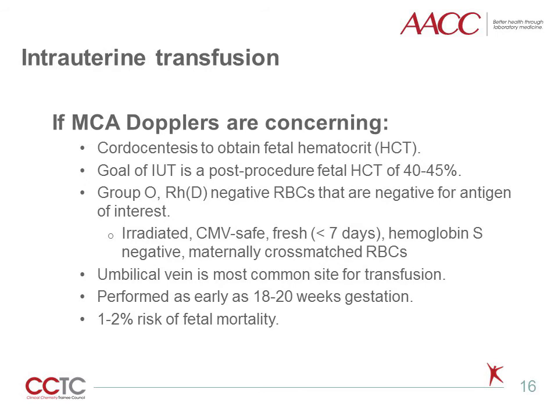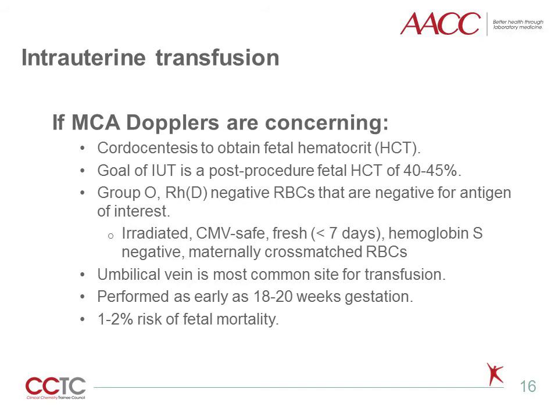If MCA Doppler measurements are concerning for fetal anemia, cordocentesis can be performed to obtain a fetal blood sample for hematocrit testing. The goal of intrauterine transfusion is a post-procedure fetal hematocrit of 40 to 45%. Group O RHD negative RBCs that are negative for the antigen of interest are transfused. The RBCs must also be irradiated, CMV safe, fresh, ideally less than 7 days old, negative for hemoglobin S, and maternally cross-match compatible. The umbilical vein is the most common site for transfusion.